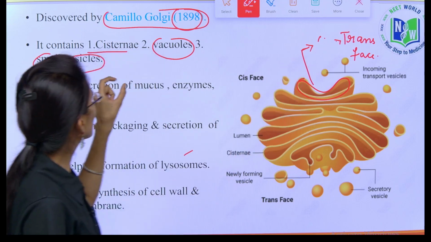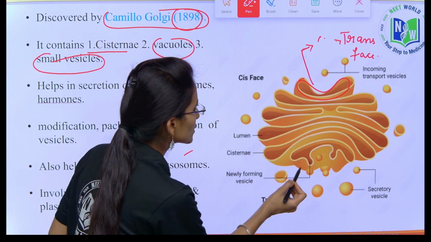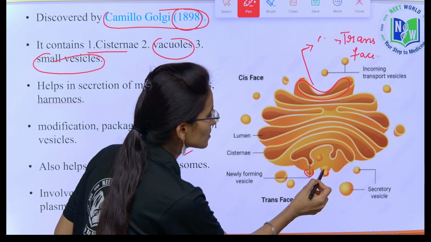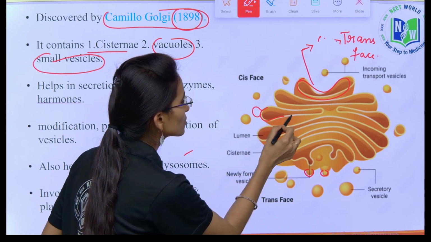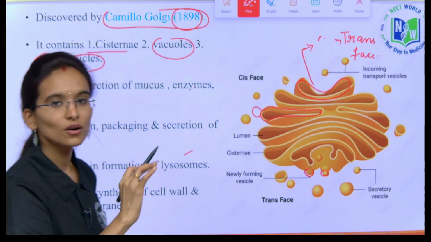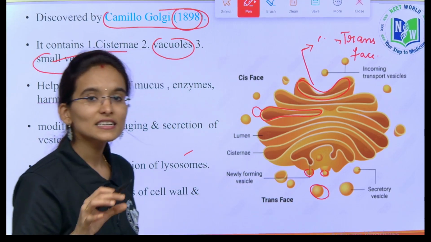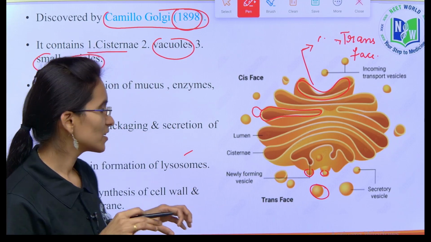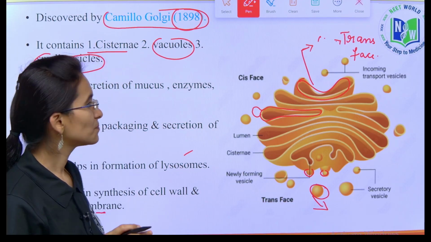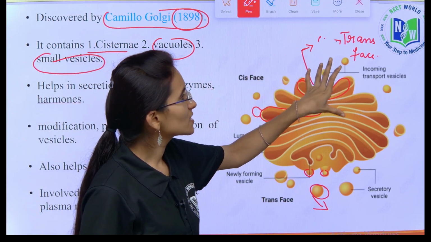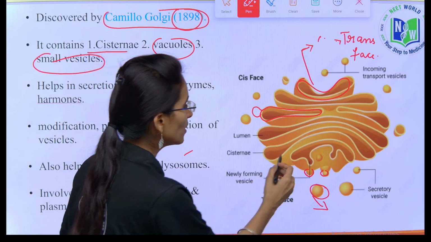Coming next to the vacuoles: vacuoles are the structures which are attached to this Golgi body. They bulge out like this and attach to this structure of the Golgi body. The next ones are the vesicles. The vesicles are present in between the Golgi apparatus, and they are involved in delivering the proteins. So this is the cis phase, present towards the endoplasmic reticulum.